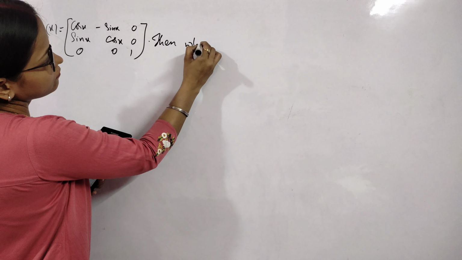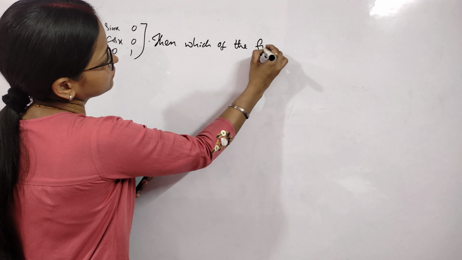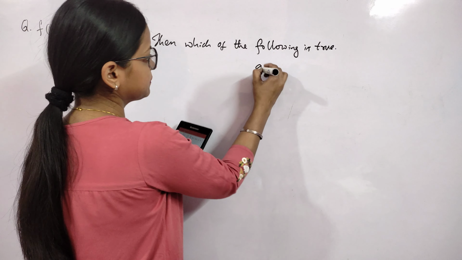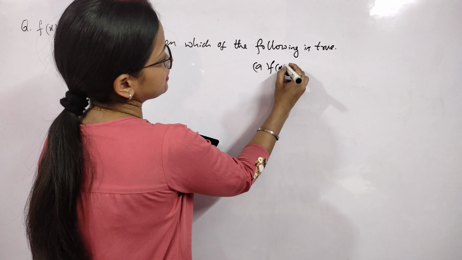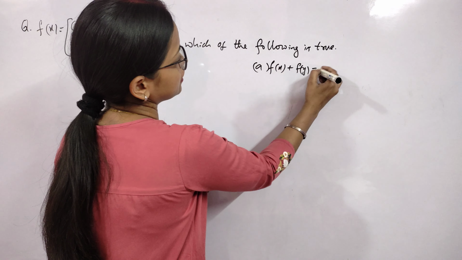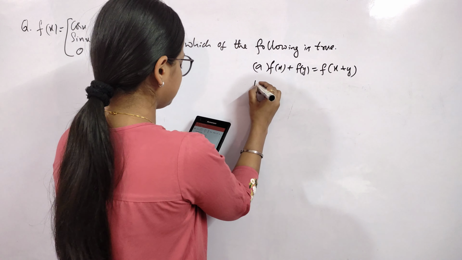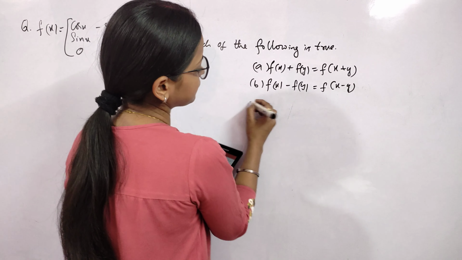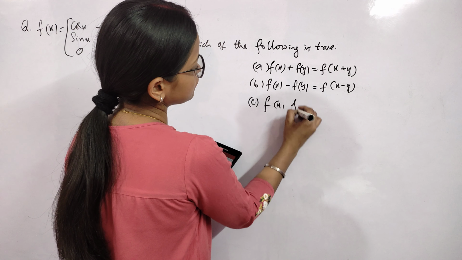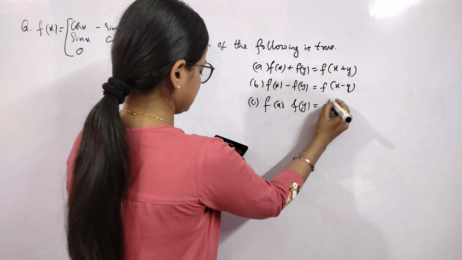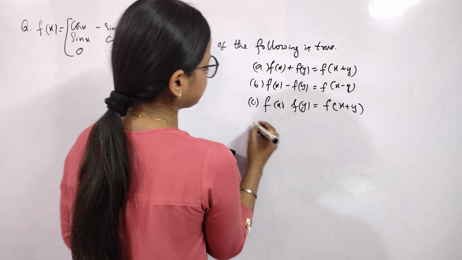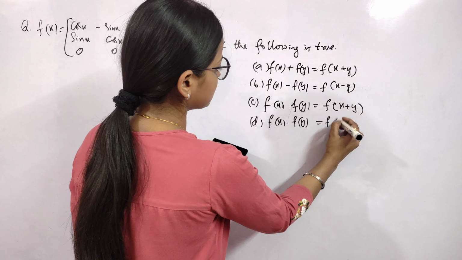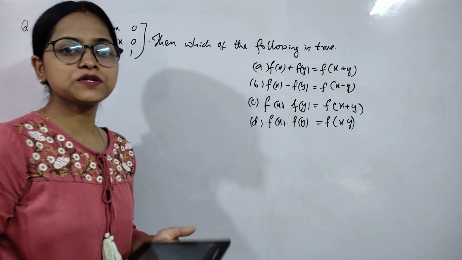Which of the following is true? So the given options are: A, f of x plus f of y is equal to f of x plus y; and the B option is f of x minus f of y is equal to f of x minus y. C option is f of x into f of y is equal to f of x plus y. D is f of x into f of y is equal to f of xy. So these are the given options for this question.